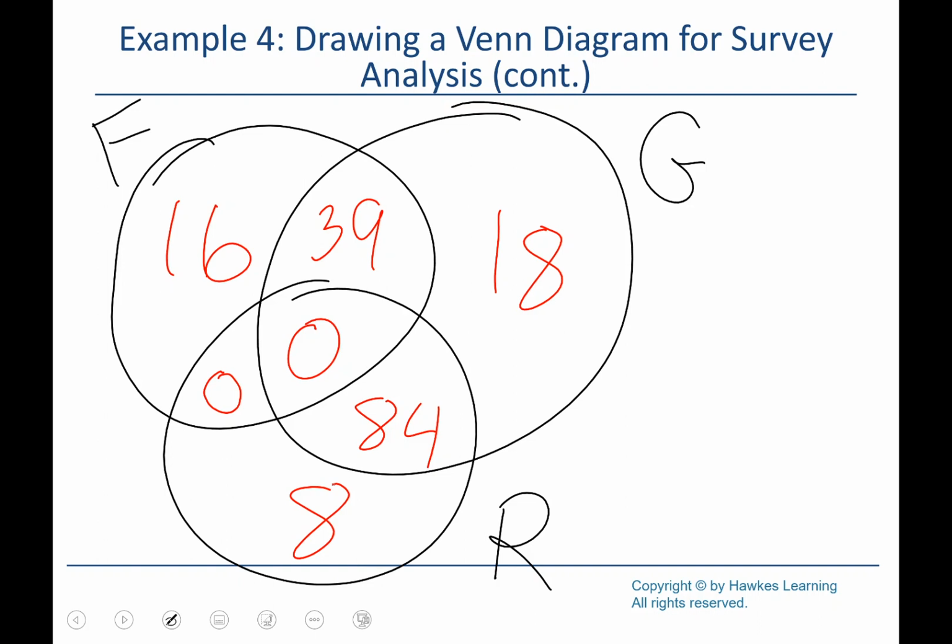And sometimes there's one more step. This one didn't give it to us. If they give you the total number of people in the survey, so maybe it said we had 400 people on our survey or something like that, then we would need to figure out how many are left out in the universal set. To do that, it's a little tedious. We'd have to do the total minus this, minus 16, minus 39, minus 18, minus 0, minus 0, minus 84, minus 8. And that would give us whatever is left outside. Luckily on this one, it didn't mention the total, so we don't have to worry about it.